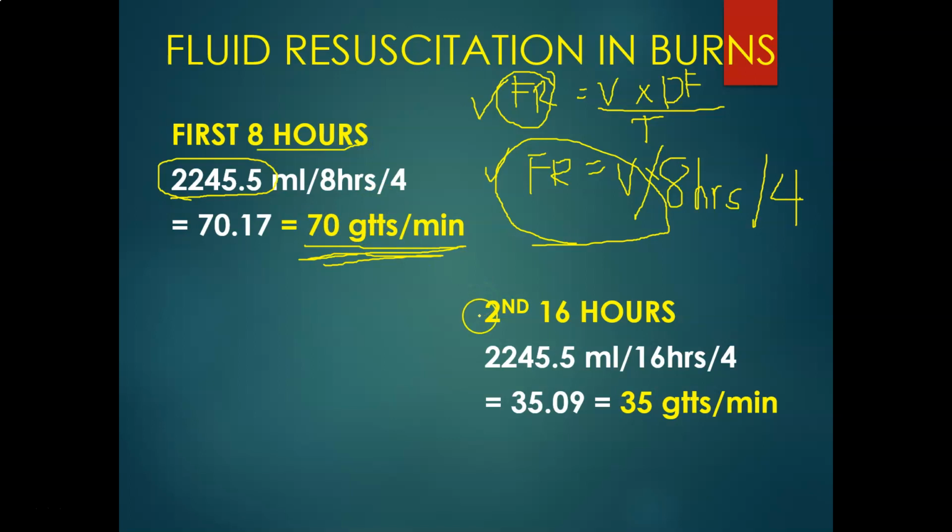In the same manner, you're also going to compute for the next 16 hours. So, for the next 16 hours, you need to compute that using this shortcut version of your flow rate. That's volume divided by hours that you're going to infuse your patient's fluid and your constant of 4. So what happens here is that you're going to arrive at 35 drops per minute. Okay? So that is your fluid resuscitation.